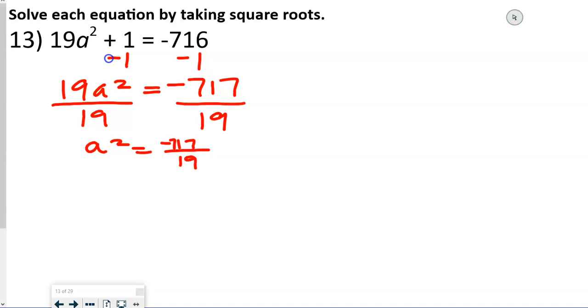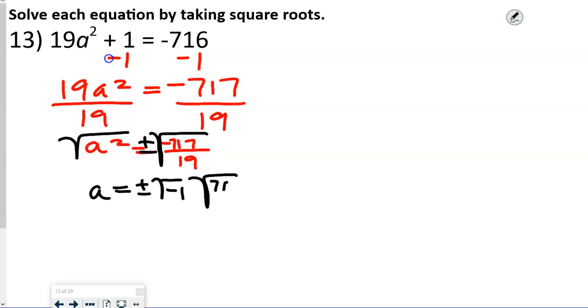Get rid of the a squared, we're going to actually take the square root of both sides. So we're going to end up with a plus or minus taking the square root. So a is equal to plus or minus. We can take out that negative, right, y'all? Because it could be a negative 1 times the square root of 717 over 19. Now, I'm not going to rationalize this, so I'm just going to leave the answer like this. Plus or minus i square root of 717 over 19. Okay?